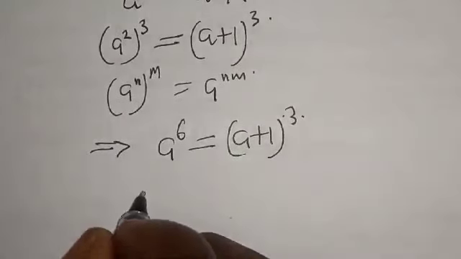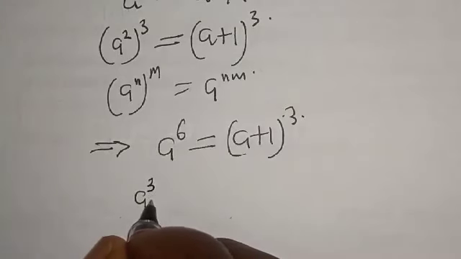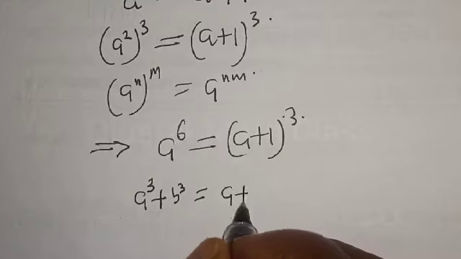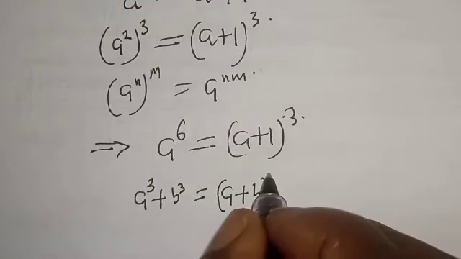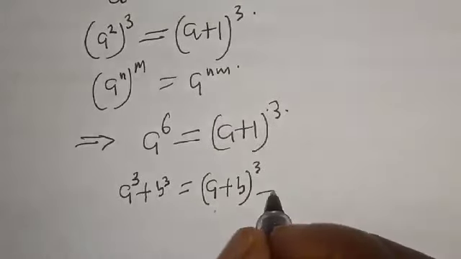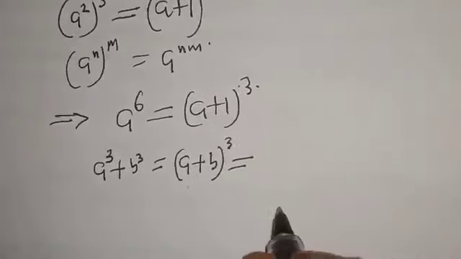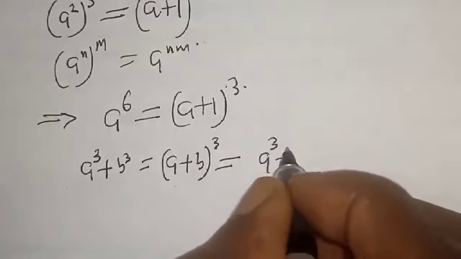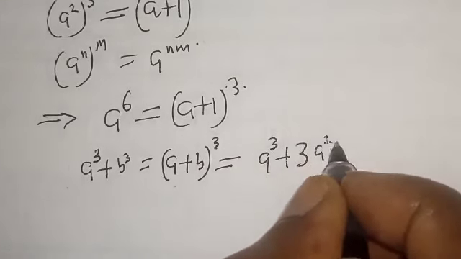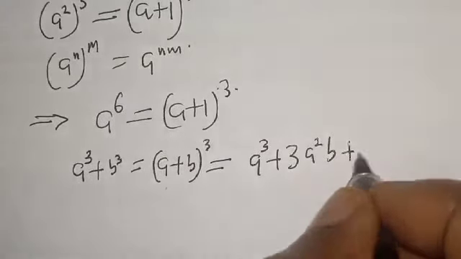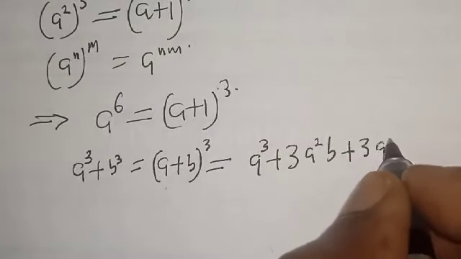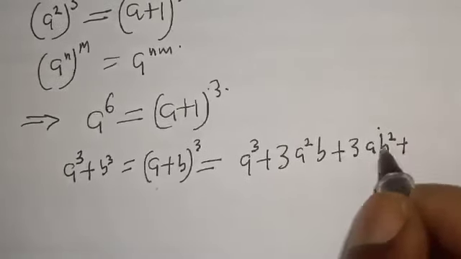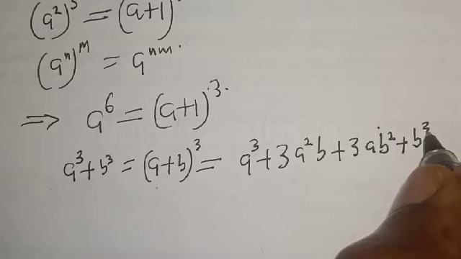If you have a cube plus b cube is the same thing as a plus b raised to the power 3, then we have a cube plus 3a square b plus 3a b square plus b raised to the power 3.